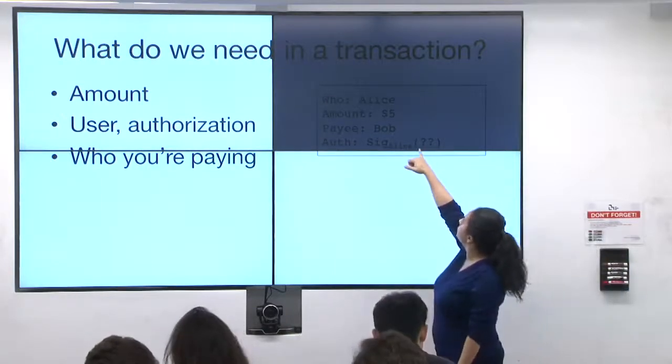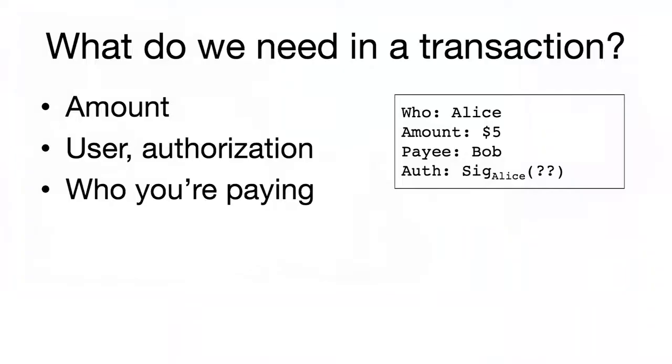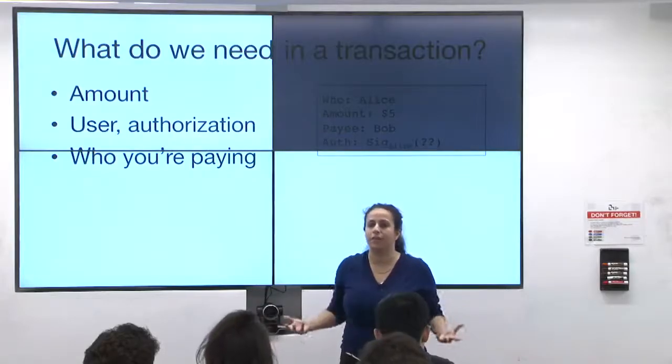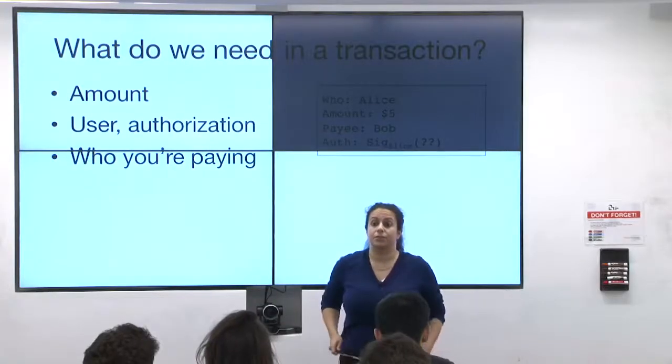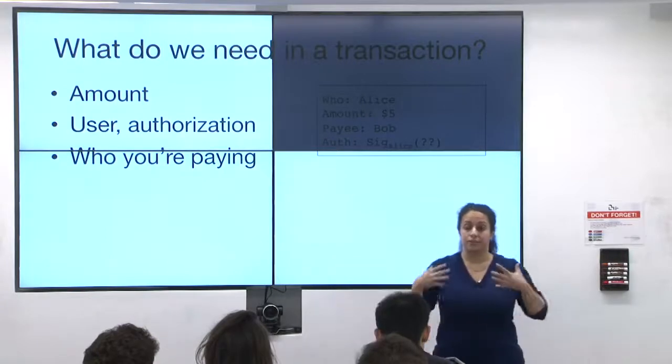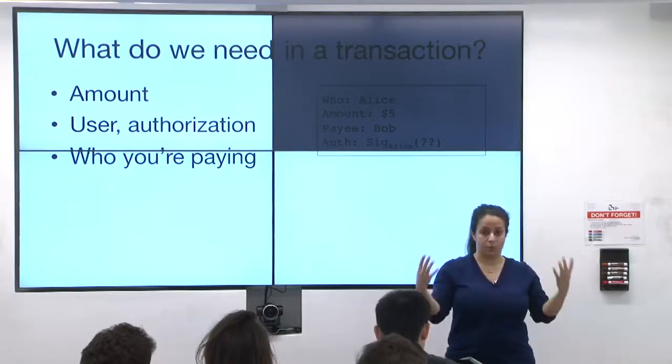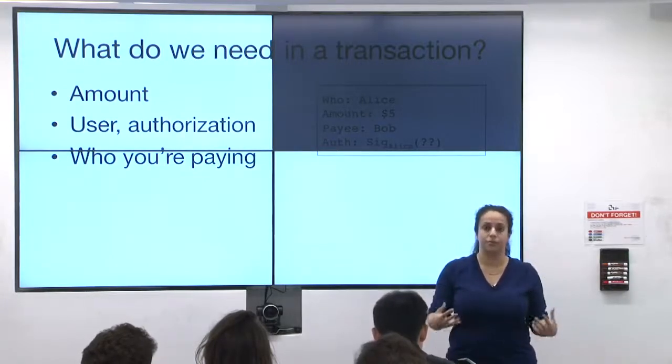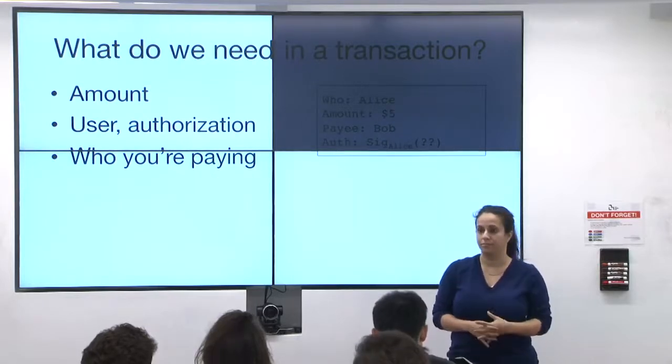So I don't know if you can see this, but there are question marks here. So what should Alice sign to show that she authorized this transaction? What do you think would be a good thing? What is a good message for her to sign to indicate her authority, her desire to produce this transaction and spend her funds?